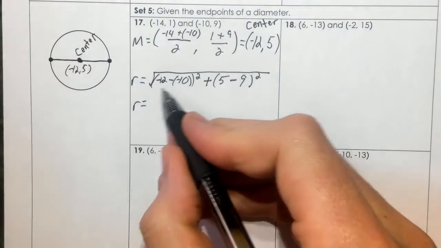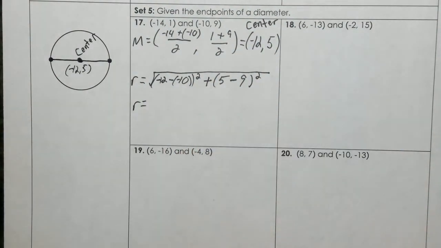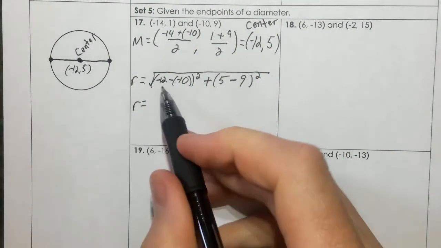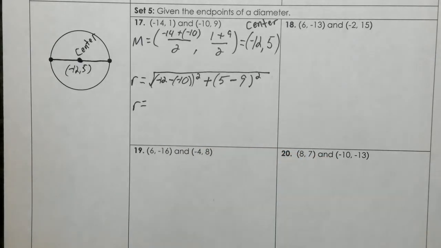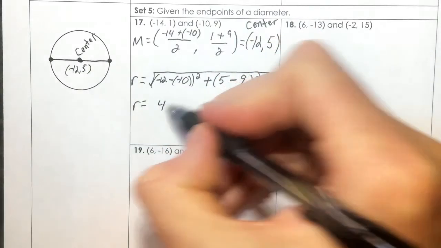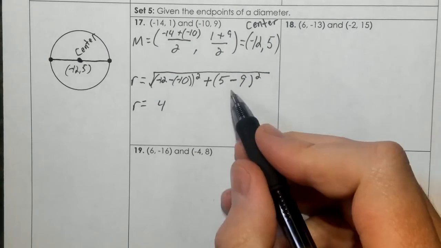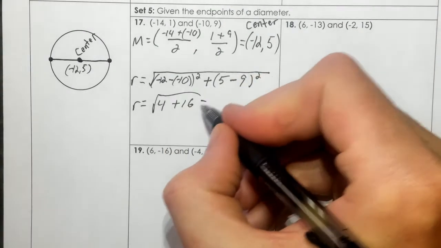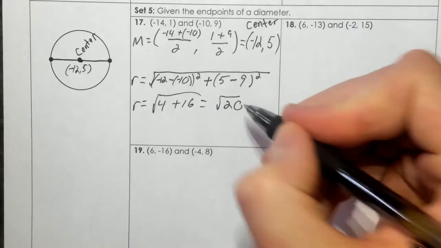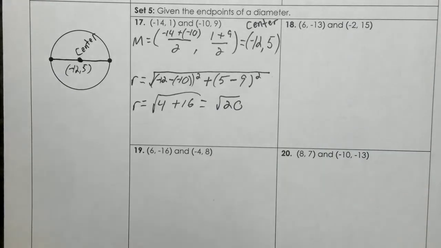Negative 12 minus negative 10 is the same as negative 12 plus 10, which is negative 2. And when we square that, we get 4. 5 minus 9 is negative 4. Negative 4 squared is 16, so plus 16. So this is going to be the square root of 20. So r is the square root of 20.